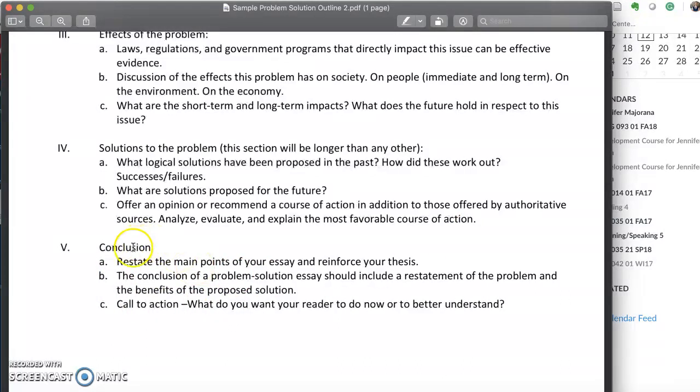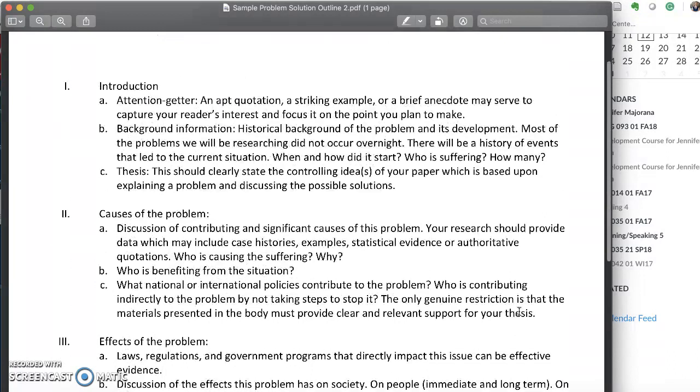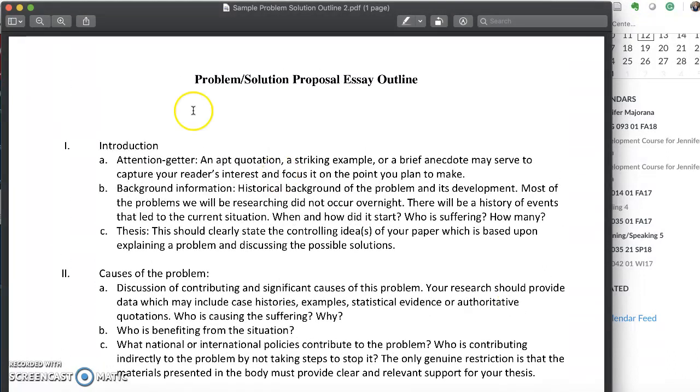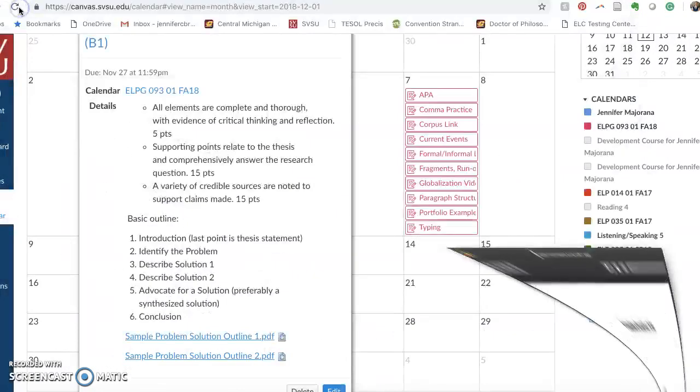All right, and then the conclusion, just like we know, restate the main points of your essay, reinforce your thesis, restate the problem, and what are the benefits of your solution. And I like this part at the end, the call to action. What do you want your reader to do now or to better understand? So I hope that those two example outlines give you some ideas for what to include in your outline.